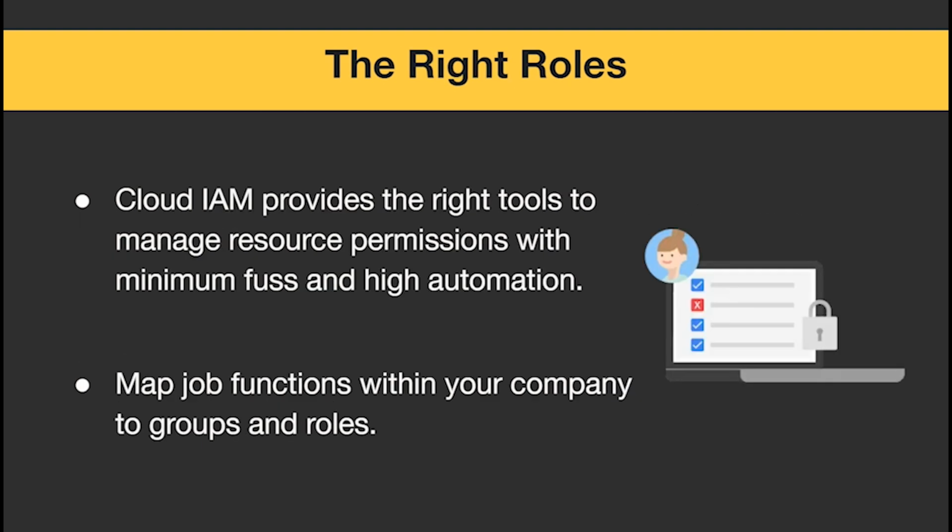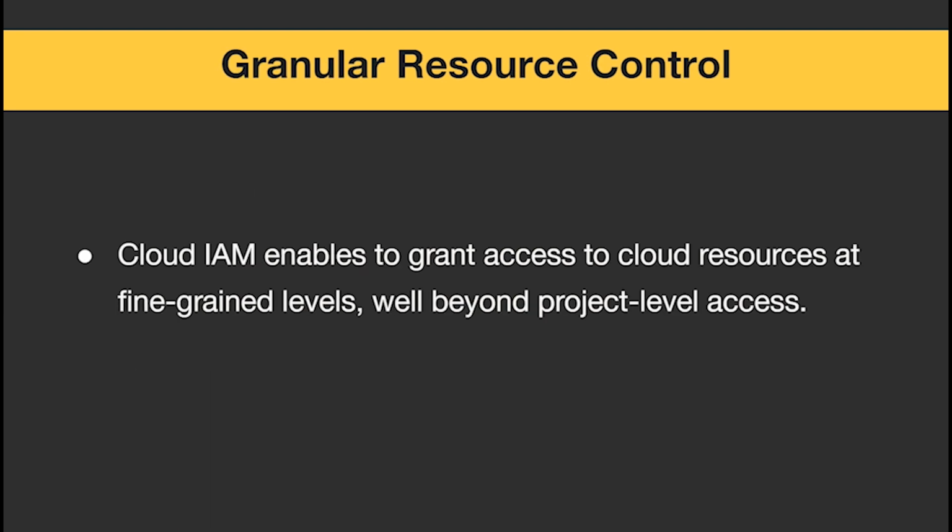Cloud IAM provides the right tools to manage resource permissions using specific users and groups. So what is granular resource control? Granular resource control is who can do what. It means that if you give the first person read access, you can give the second person write access. So every person has different permissions on different services. That is called granular resource control.